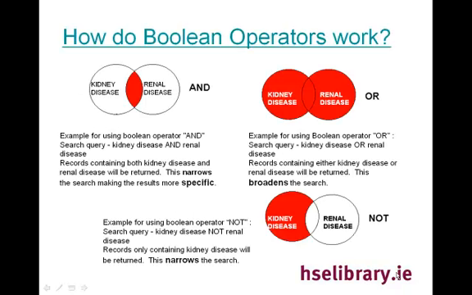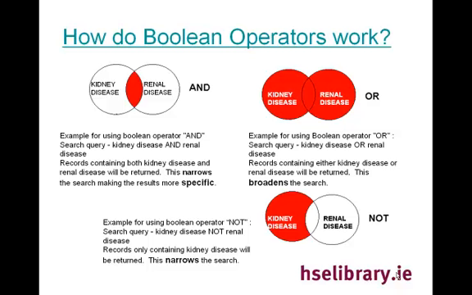Boolean operators and, or, and not help you construct a logical search. When terms or concepts are combined using and, records retrieved must contain all of the terms. For example, if you have a search query using kidney disease and renal disease, records containing both kidney disease and renal disease will be returned. This narrows the search, making results more specific.